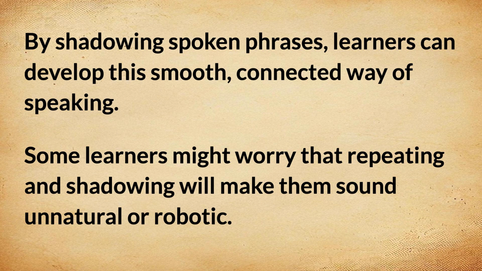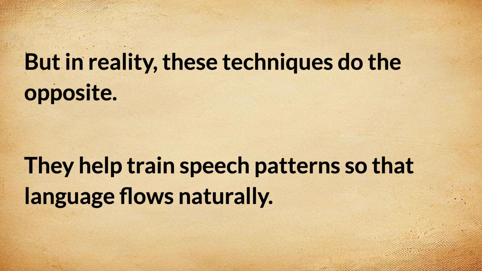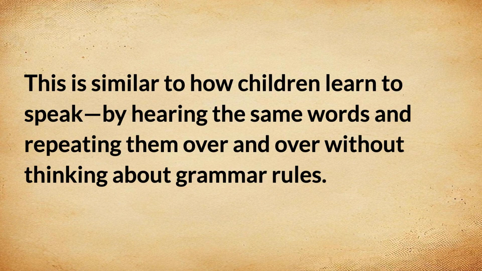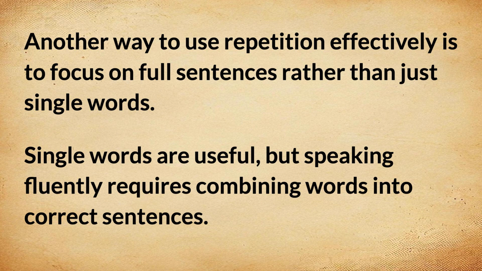Some learners might worry that repeating and shadowing will make them sound unnatural or robotic. But in reality, these techniques do the opposite. They help train speech patterns so that language flows naturally. At first, repetition might feel mechanical, but after enough practice, the brain starts to produce words automatically. This is similar to how children learn to speak, by hearing the same words and repeating them over and over without thinking about grammar rules.